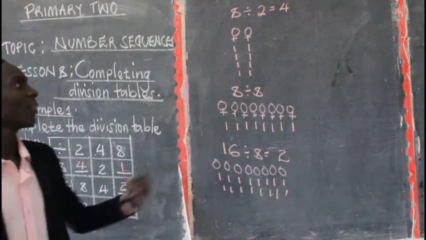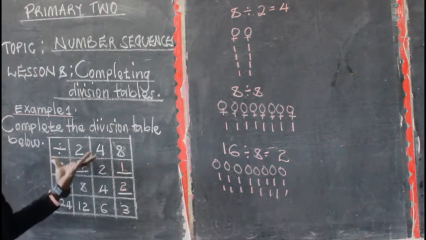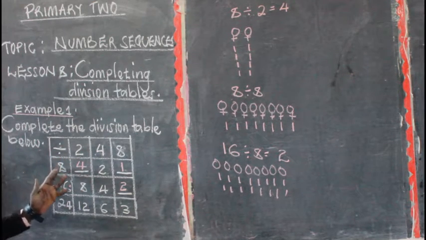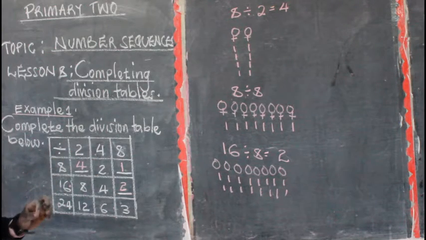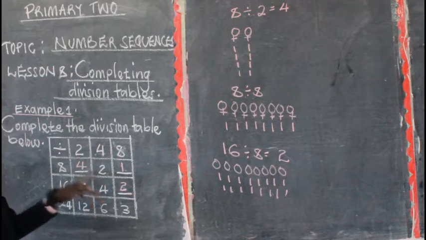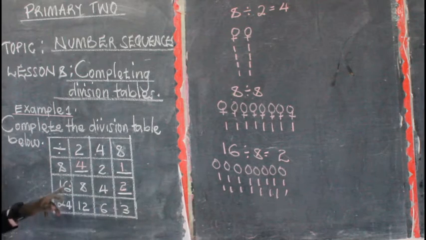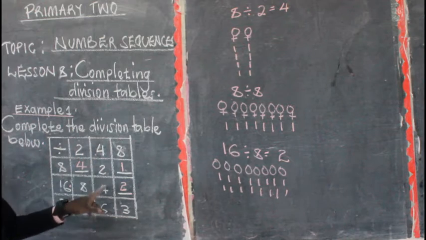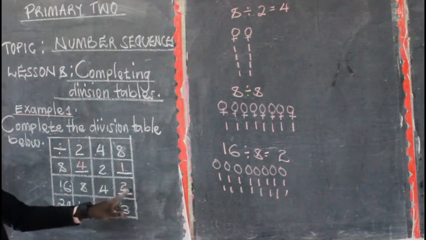So this is the way we should divide these numbers. You get a row, you divide it by a number in a column. 8 divided by 2, you get this one. 8 divided by 4, you get this one. 8 divided by 8, you get this one. Then you go to 16. 16 divided by 2, you get 8. 16 divided by 4, you get 4. 16 divided by 8, you get 2.